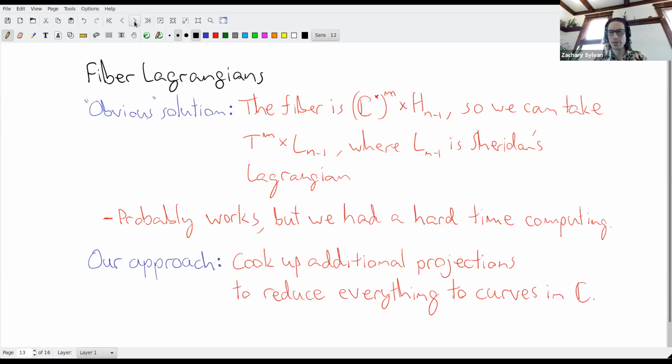Wait, can you see this? Yes. I see the page saying fiber Lagrangians obvious solution. Do you see like red text? Yes. Okay, great.